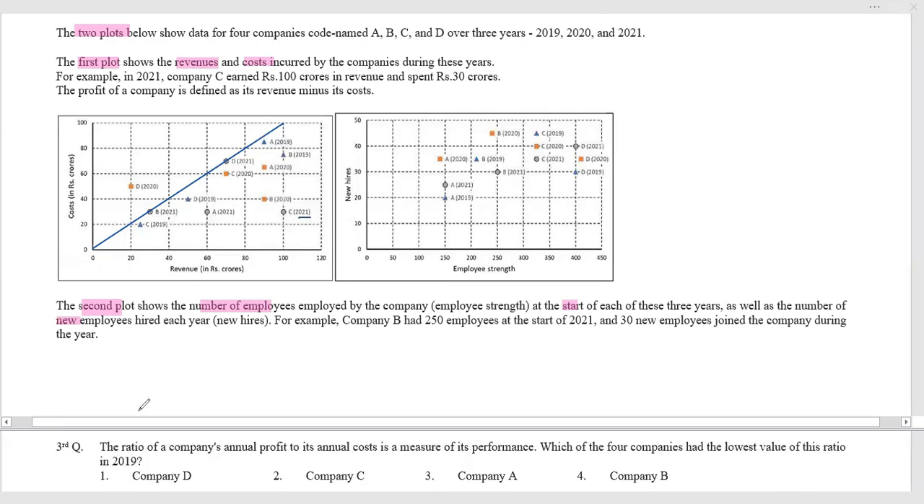Now, third question, the ratio of a company's annual profit to its annual cost is a measure of its performance. Which of the four companies had the lowest value of this ratio in 2019? Annual profit and annual cost. So, as per our earlier problem, we have seen that profit means the perpendicular line, divided by cost, which means the left hand side part. And profit by cost needs to be high.